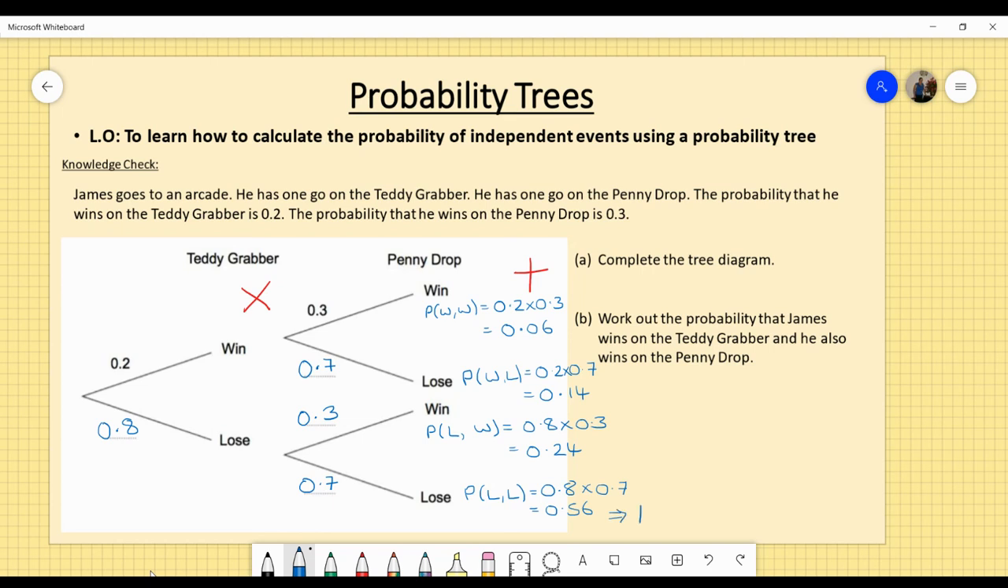And then we can have a look at answering part B. So part B, work out the probability that James wins on the teddy grabber and he also wins on the penny drop. So again, if we look at the things we've written out here, which is why we need to do this notation all the way through, it's really important. It helps you answer the questions. We're looking for a win and a win. So that is just this one. We've already done all the working out. And so the probability of winning on the first one and winning on the second one is 0.06.